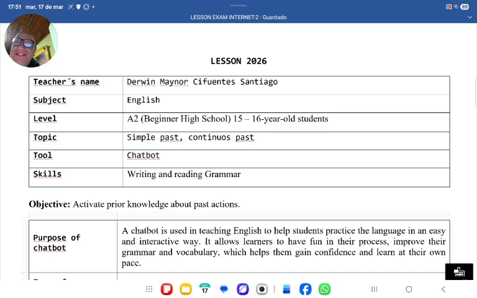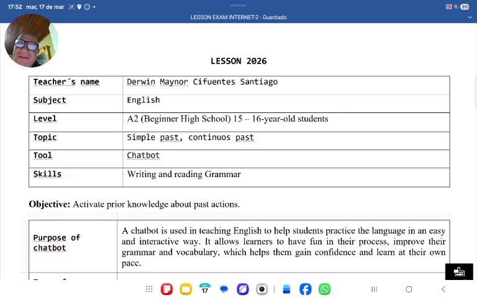First, I'm going to present my heading. For example, the teacher's name. My name is Derwin Minor Cifuentes. The subject I will teach in this lesson is English. The level of the student is A2, beginners high school. The students are 15 or 16 years old.